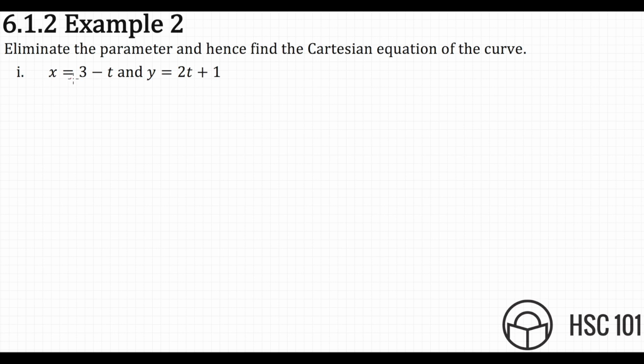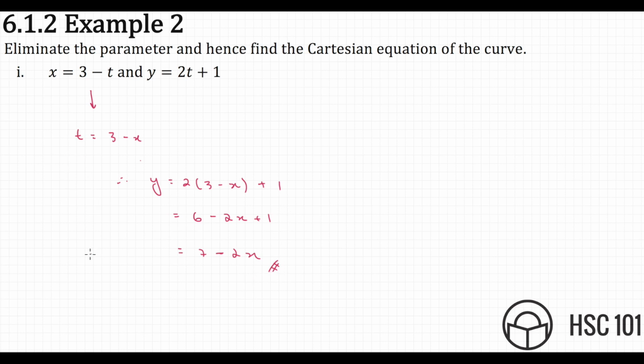Now, if I start with x equals 3 minus t, it's quite easy to see that t can just be rewritten as 3 minus x. So if t is equal to 3 minus x, then to eliminate t, we'll substitute it into y, right? So y is equal to 2 times t. Well, instead of t, we've got 3 minus x, plus 1. If I expand, that's going to give us 6 minus 2x plus 1, which equals 7 minus 2x, right? So that's all we have for part 1.